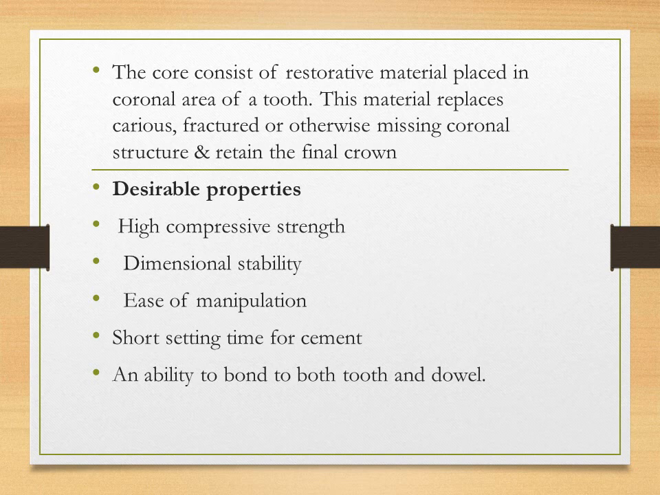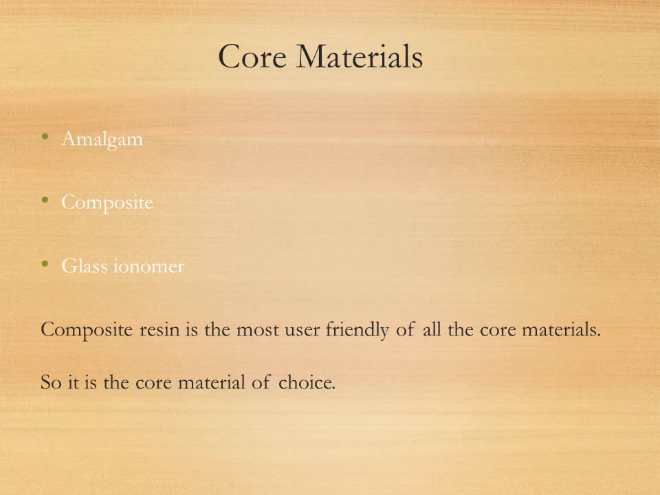So composites are the material of choice right now, but in the earlier days people have actually used amalgam, and they have used glass ionomer also. Glass ionomer is actually not too bad, so it comes a close second after your composite resins in today's world.